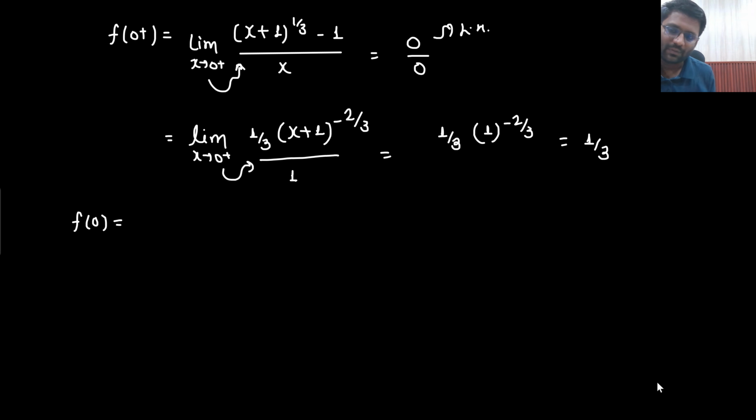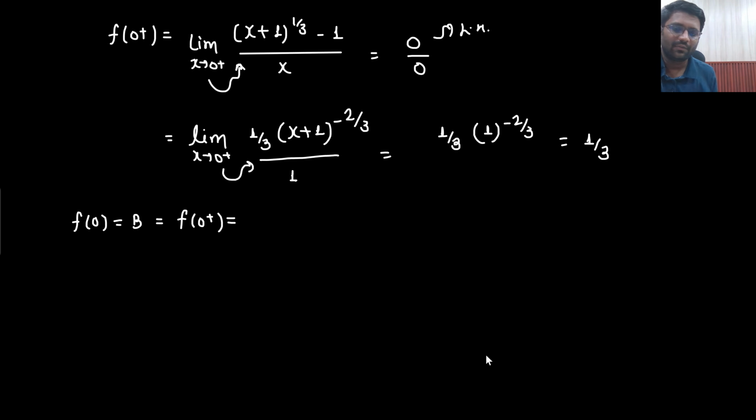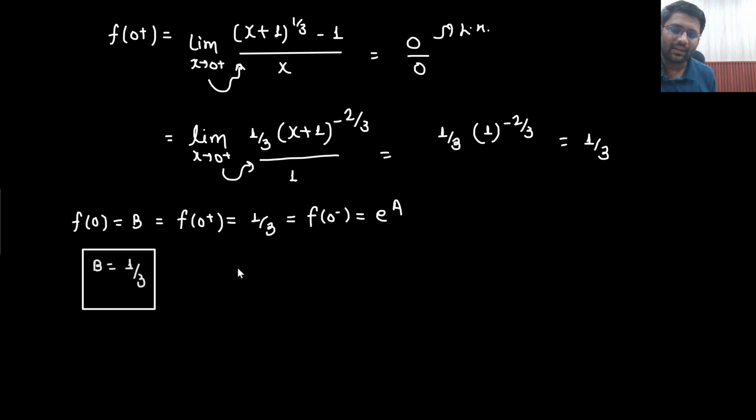So what we can see here is that f of 0 was nothing but b, which would be equal to f of 0 plus. Why is that so? Because they are saying that it is continuous, so it would be equal to f of 0 plus, which is coming out to be 1 by 3. That would be equal to f of 0 minus, which is nothing but e to the power a. So from here b is coming out to be 1 by 3, and e to the power a is coming out to be 1 by 3. What does that mean? a will come out to be minus ln 3.